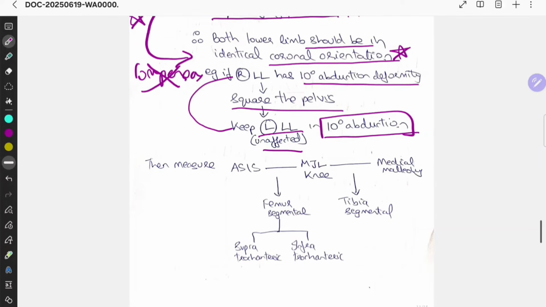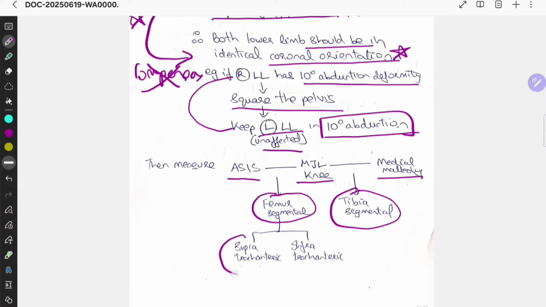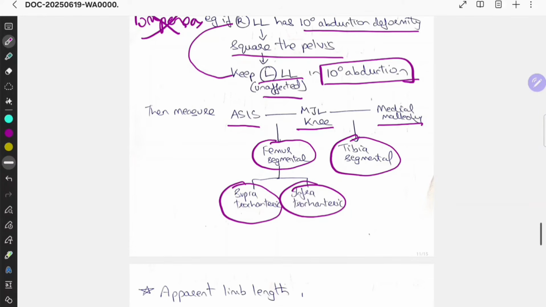Then we measure from the anterior superior iliac spine to the medial joint line of the knee, and from the medial joint line to the medial malleolus. It could be segmental; we can measure segmental also. ASIS to medial joint line is the femoral segmental limb length measurement, and medial joint line to medial malleolus is the tibial segmental limb length measurement. Femoral segmental could be supratrochanteric or infratrochanteric. We already discussed this in the prior slides.